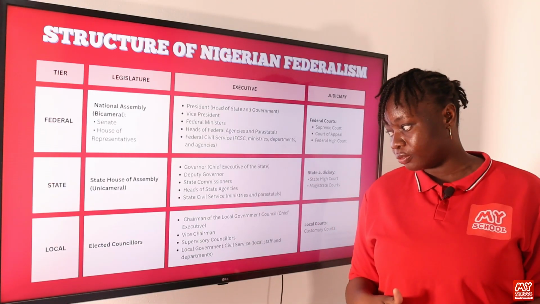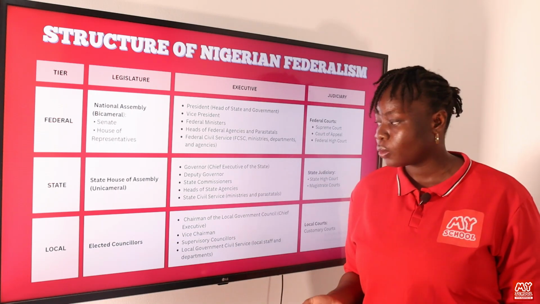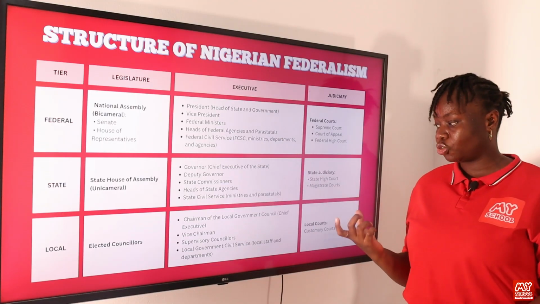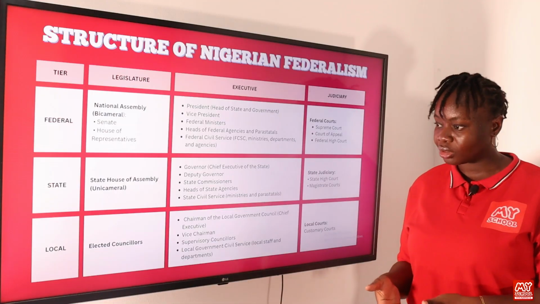Then we also have the state civil service that consists of the ministries within the state and the parastatals. Then we have the state judiciary, where we have the state high court and the magistrates courts. They are responsible for handling cases within the states, within their own jurisdiction.